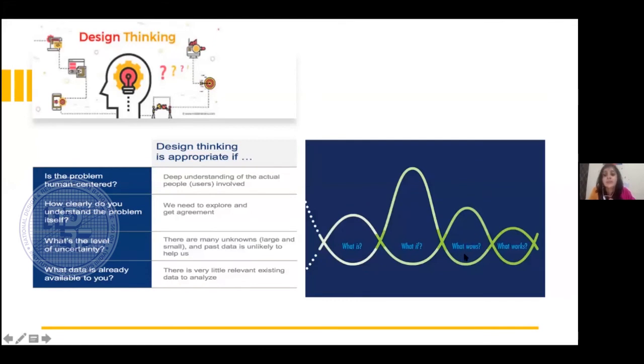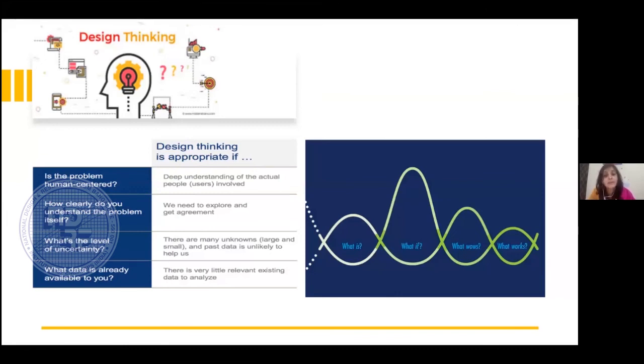And then we have what wows. So you have so many options out there, and you have figured out which one is the best. Amongst the best, you pick which gives you and your customer a wow factor. Am I innovative now? Am I different from others? The wow factors, right? And then finally, you get to what works. So you prototype and then you get to the testing phase. Has it worked?